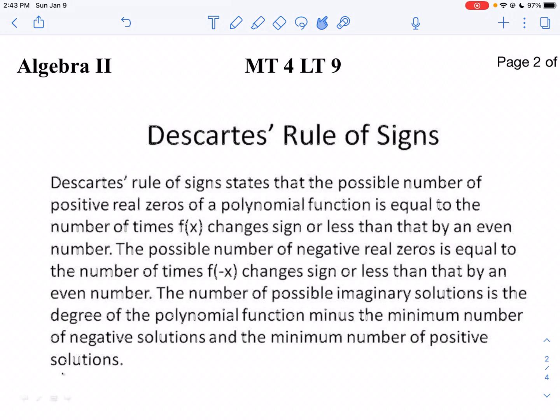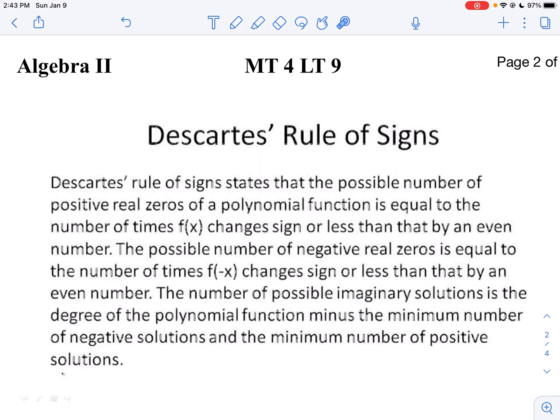Next, we'll look at the nature of our roots without using a calculator. That's called Descartes' rule of signs. What happens here in Descartes' rule of signs is I count the number of sign changes, anytime it changes from positive to negative or negative to positive. And the number of positive real roots is going to be the number of sign changes I have, or less than that by an even number.